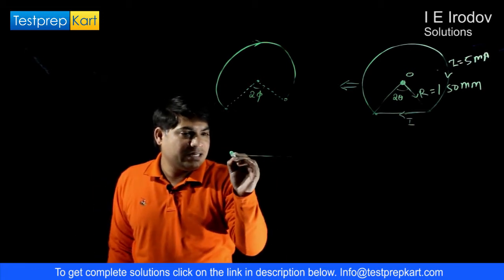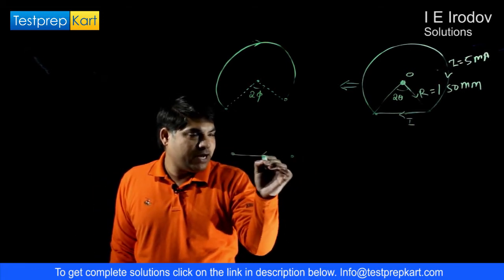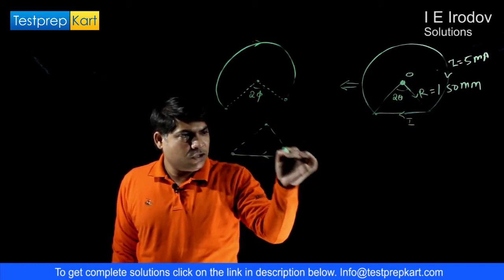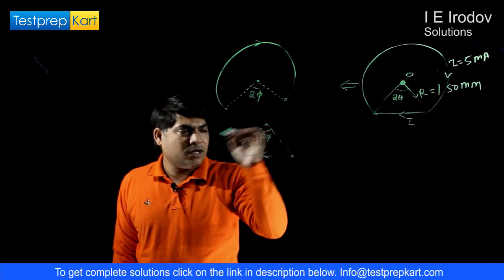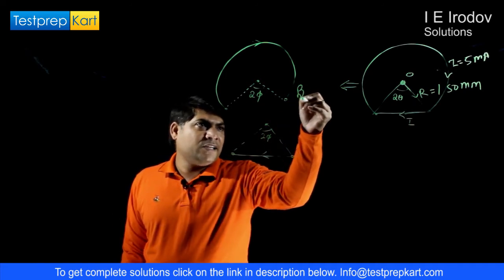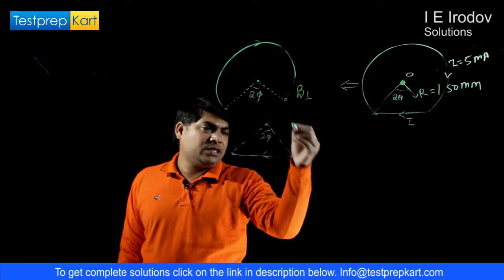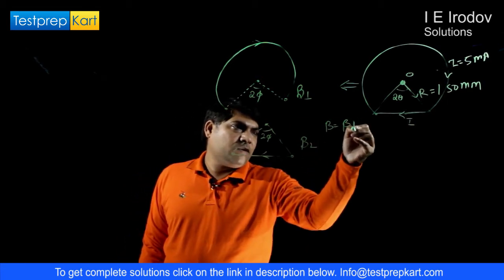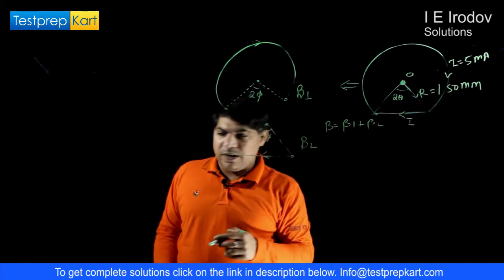And secondly, there is a straight wire, which is subtending angle 2 phi at point O. So the magnetic field induced by this wire is B1, let's say, and by this B2, the net magnetic field would be B1 plus B2.